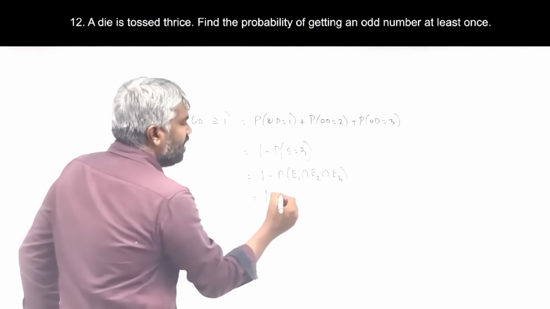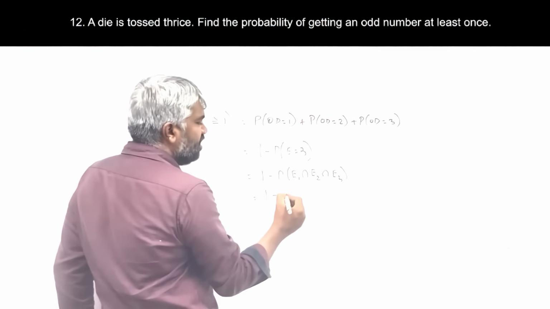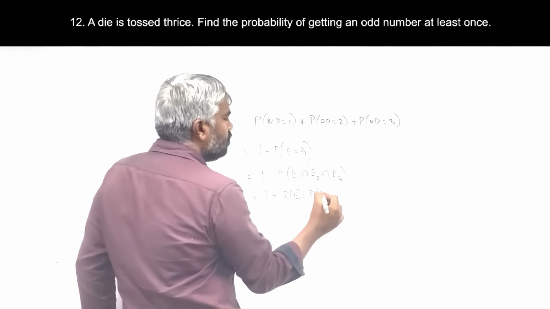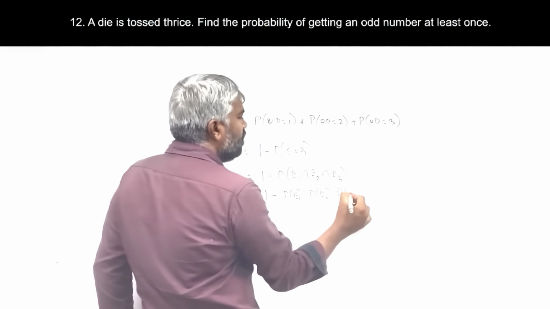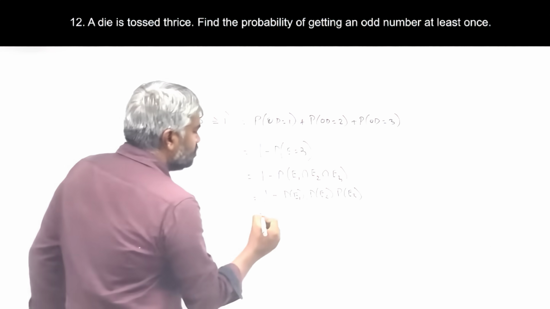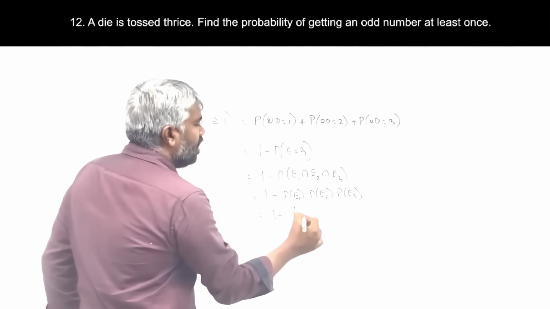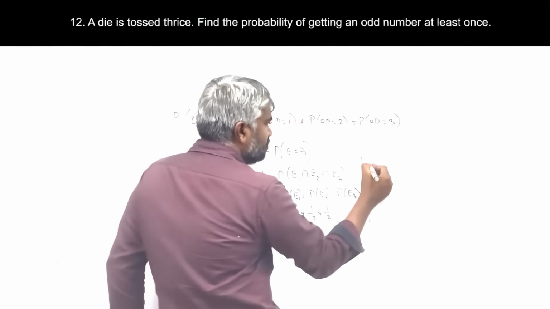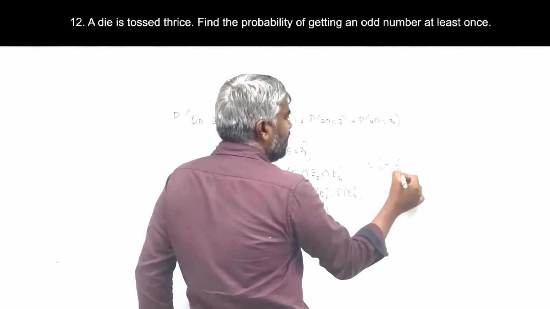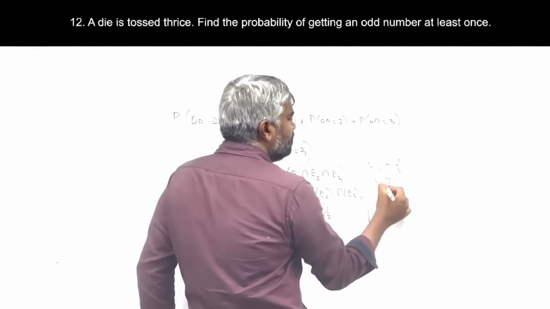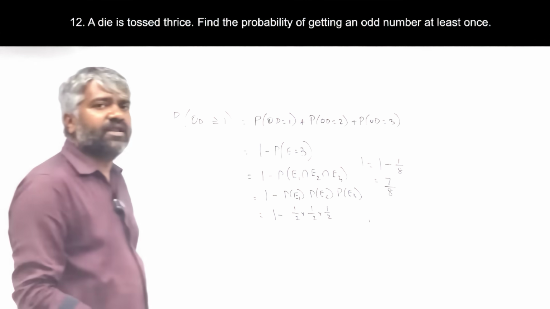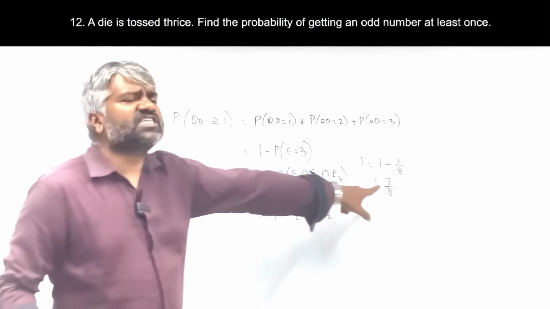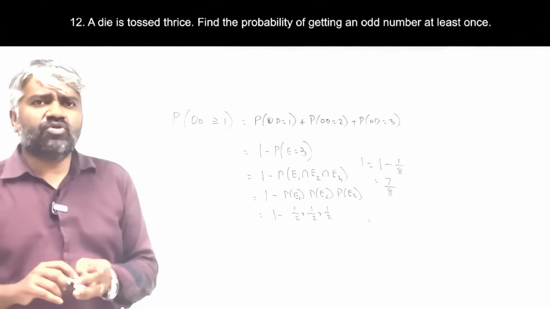Now 1 minus, what is probability of getting even number in first case? Even number into even number into even number, right? So 1 minus 1 by 2, 1 by 2 into 1 by 2, which is 1 minus 1 by 8. If you take LCM, which is 7 by 8. So the output of getting at least one odd number is 7 by 8. Okay. Now we can move to the next question.